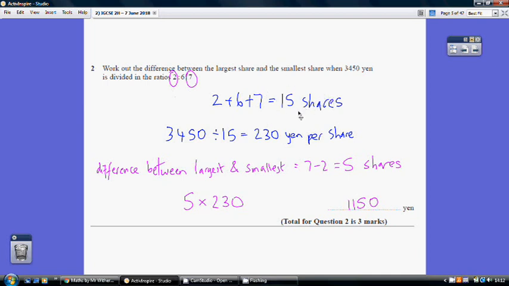So how much is each share worth? We do the 3450 yen divided by 15 to see that each share is worth 230 yen. Now we've got to work out the difference between the largest share and the smallest share. Well, the largest share is 7 shares and the smallest share is 2 shares. So the difference is 7 take away 2, which is 5 shares. Each share is worth 230 yen, so 5 lots of 230 gives us 1150 yen.